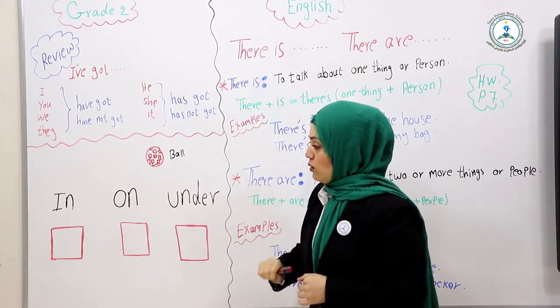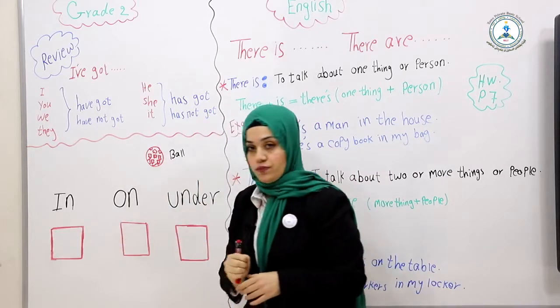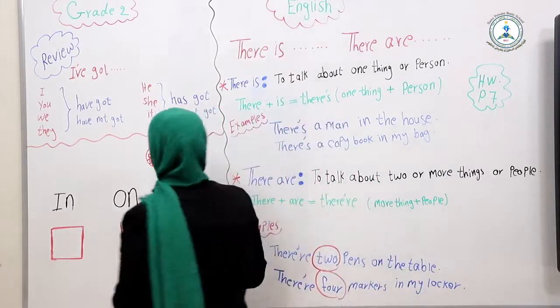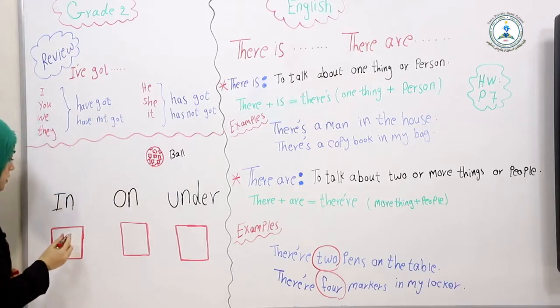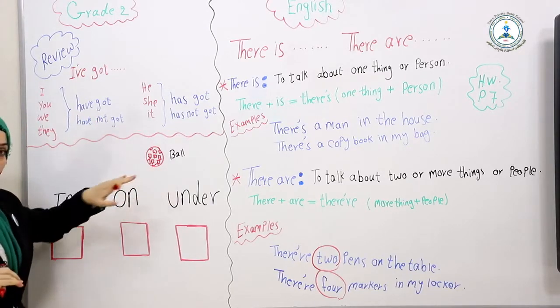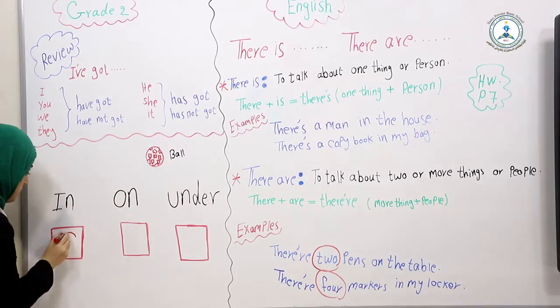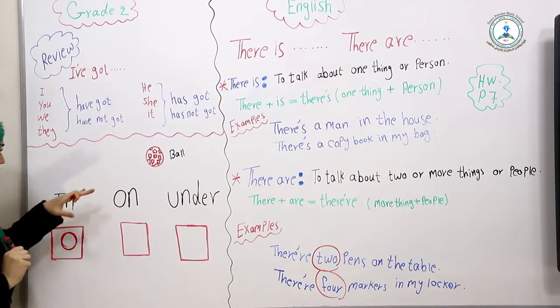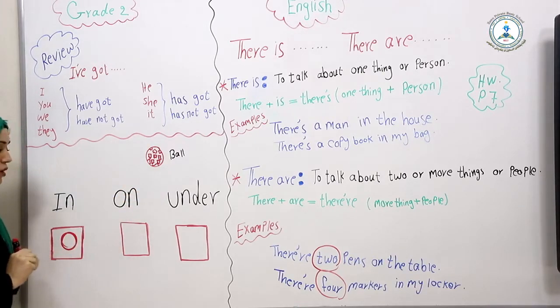So this ball, for in, means inside. In, we put the ball in the box. So we put the ball in the box.